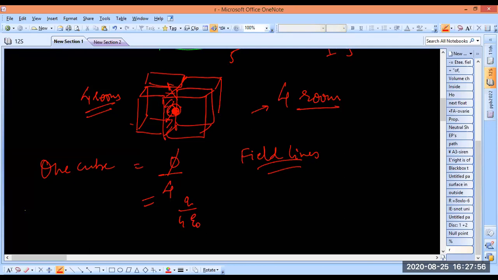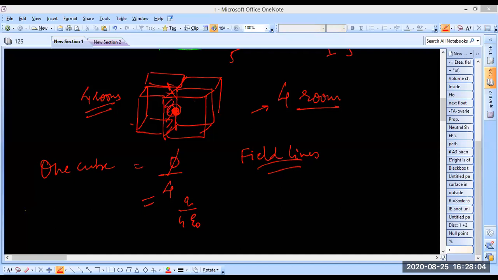I hope you understood. And everyone else also, I hope you understood this, that total flux coming out from a charge will be Q by epsilon 0. And now this is 1/4 for one room. Now we are going to the next question.